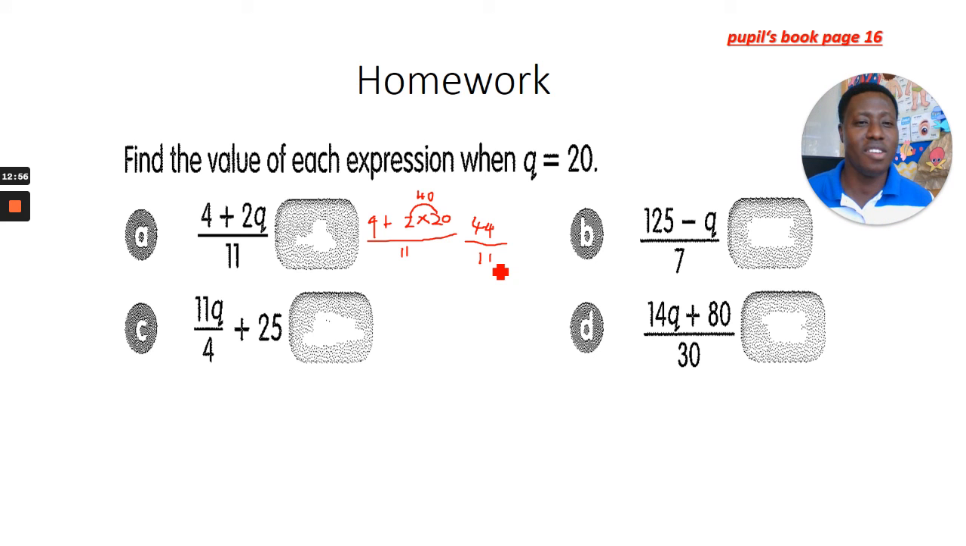Do for B, 125 minus 20 divided by 7. 11 multiplied by 20 divided by 4 plus 25. 14 multiplied by 20 plus 80 divided by 30.